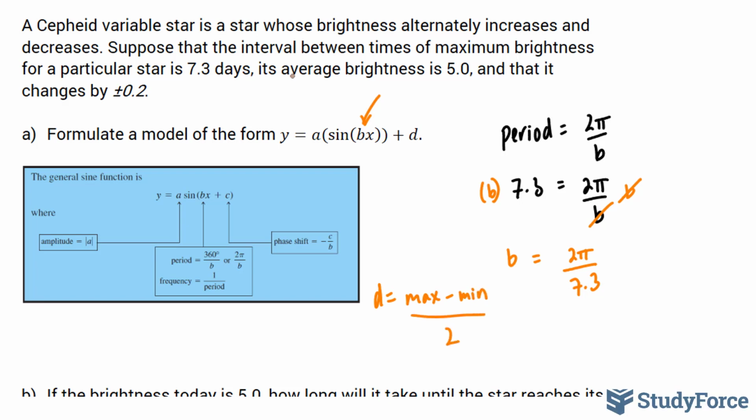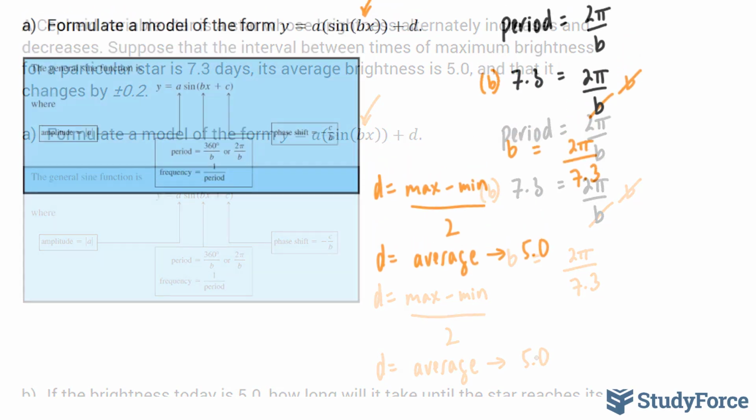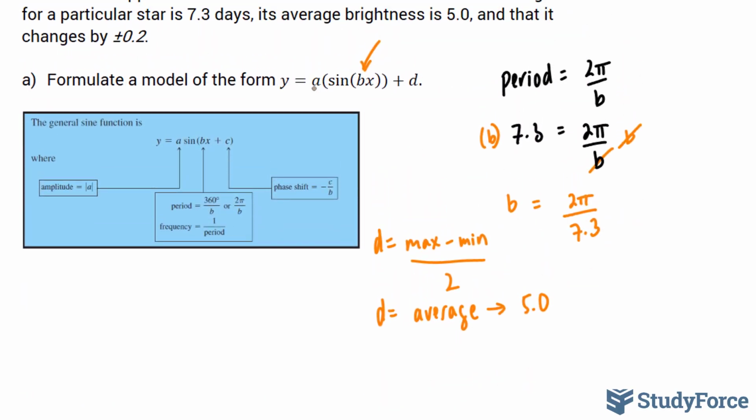Now if you read the question again, it says its average brightness right here is 5.0. This formula right here is the average. If you take two numbers and you want to find what's in the middle, you take the first number and the second number, subtract them and divide by 2. So technically our D is the average, and the average happens to be 5.0.